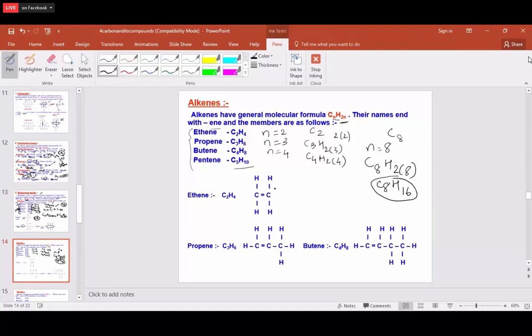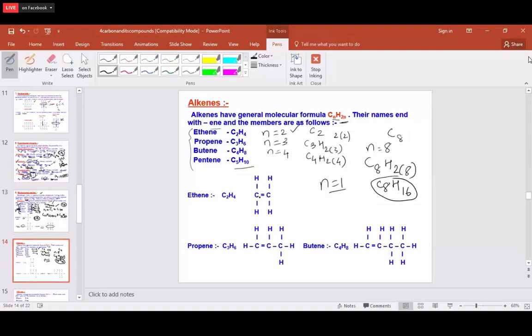So we have to start only from n equal to 2, because alkenes have double bonds. A double bond needs at least 2 carbon atoms. But n equal to 1 means it has only 1 carbon atom, so no formula exists for n equal to 1. You have to start from n equal to 2. Okay, so now C2H4: here C double bond C, and the hydrogens we substitute over here.